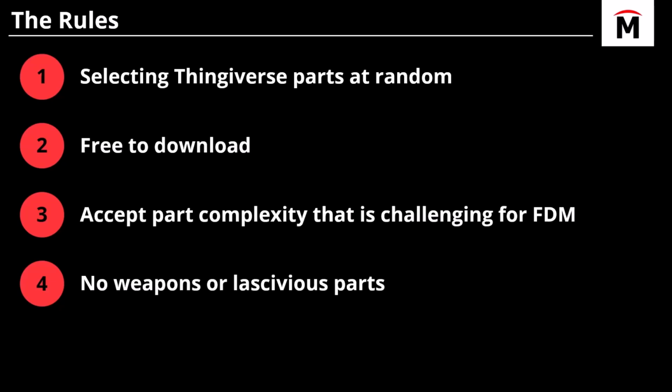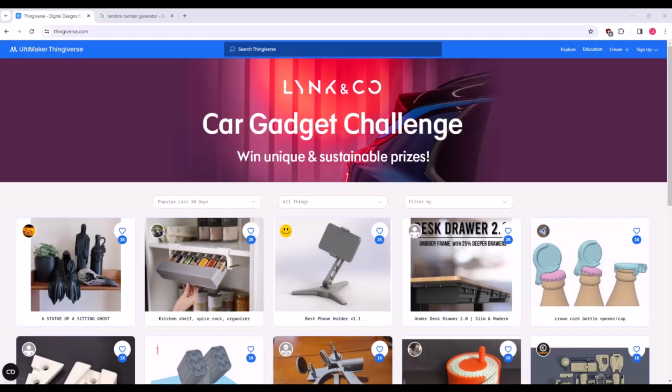So I'm changing this rule to accepting parts with a complexity that might be challenging for FDM, and of course we'll kind of play it by ear depending on the part that we get. If it's too crazy or whatever, maybe we'll reconsider. But that's kind of what we're going to start as kind of a starting point here. And then lastly, we'll just stick with kind of general parts, nothing too controversial. So with that in mind, let's go into Thingiverse.